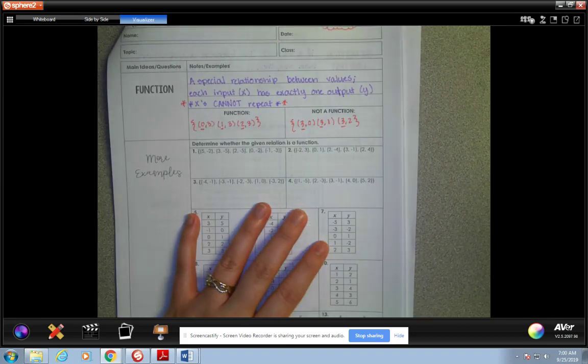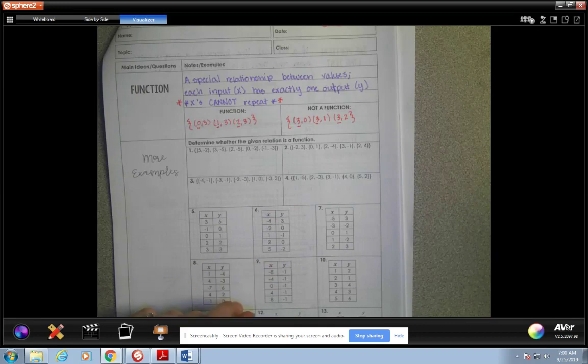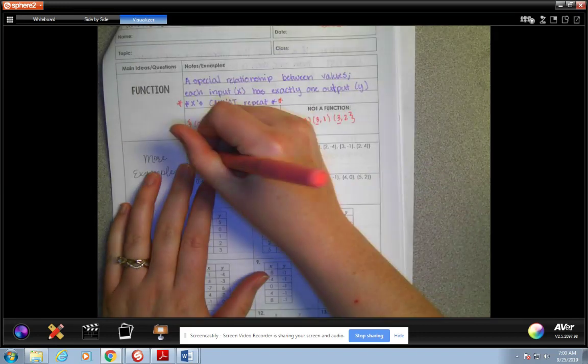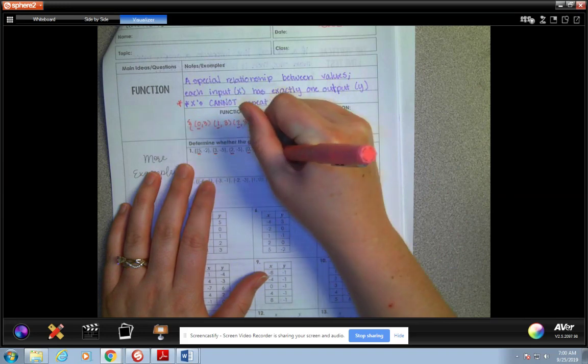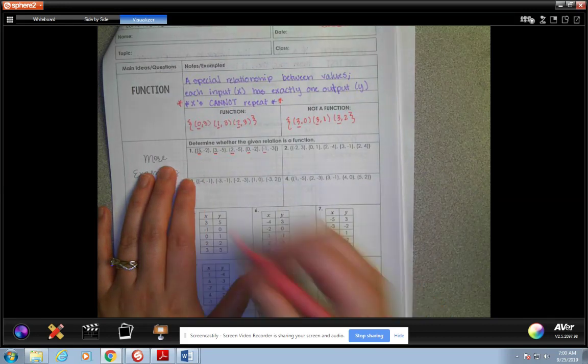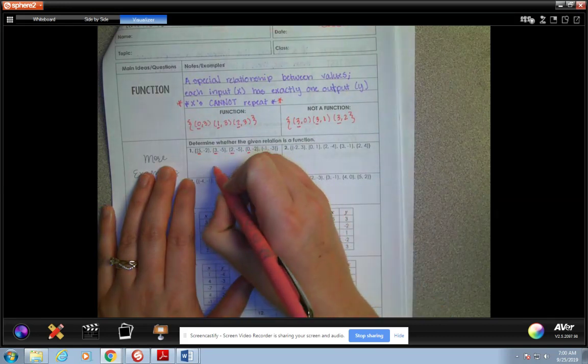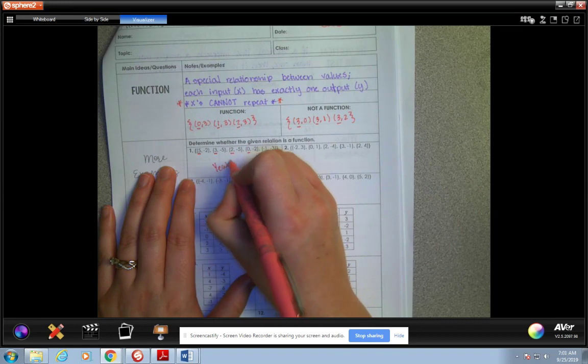So let's go ahead and look at these examples. When you have ordered pairs, it's fairly simple. You're looking at the first number in each set of parentheses. So I have a 5, a 3, a 2, a 0, and a -1. None of those repeat, so this is a function, and you could put yes or you could put function. I'm going to go ahead and put yes, it is a function.